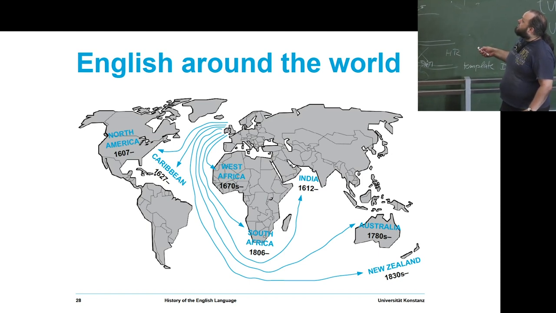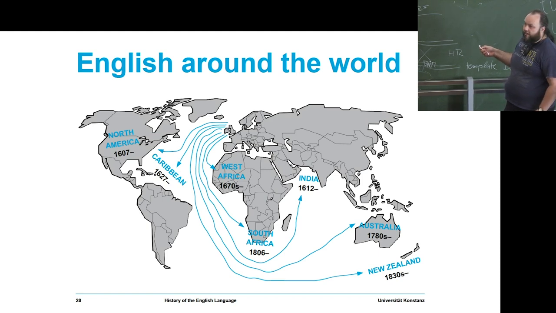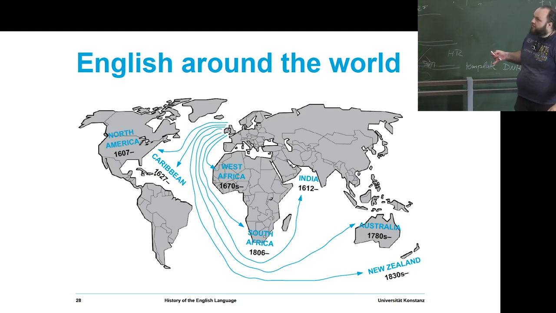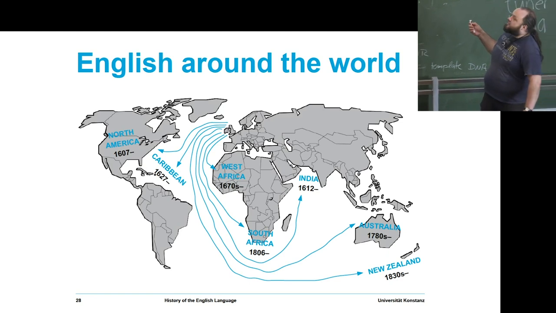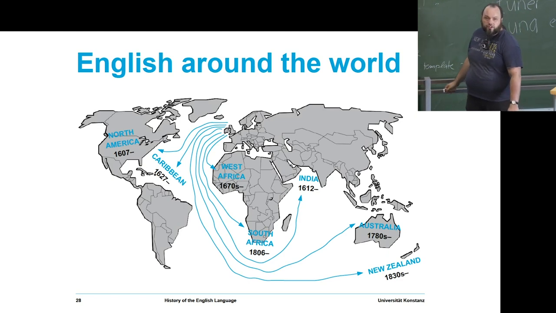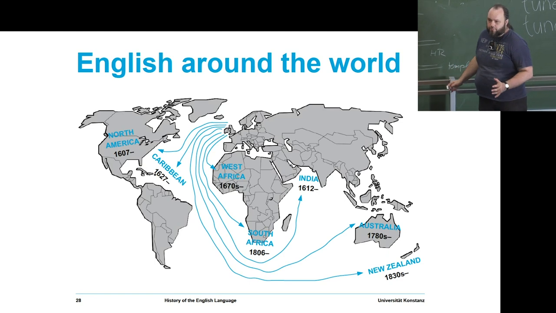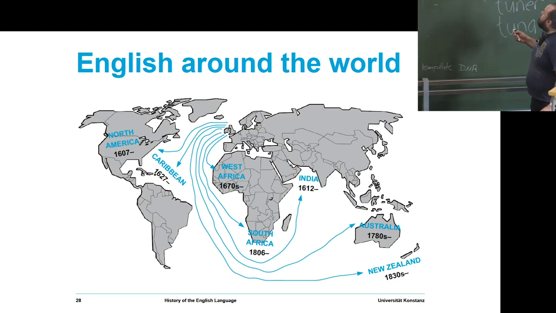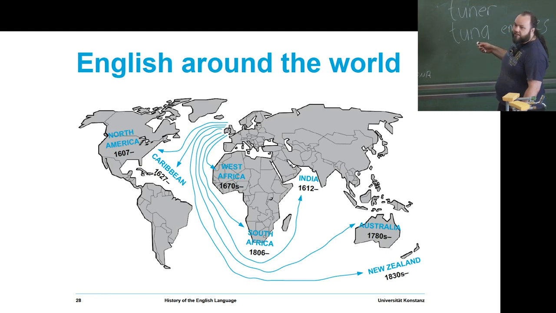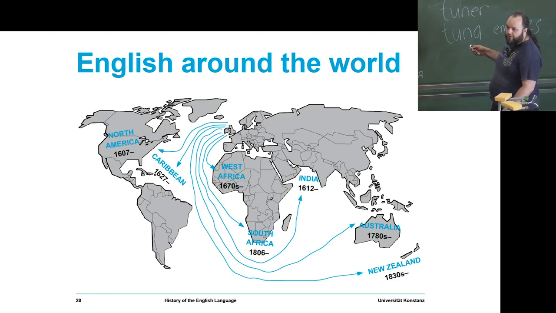So first of all, in the Americas, from 1607 onwards, there are stable colonies in the North American area, and from 1627 in the Caribbean as well. These are very early colonial settlements of the British Empire. India is also colonized very early. From 1612 onwards, you get a robust British presence in this area. From the 1670s onwards, West Africa sees British influence.